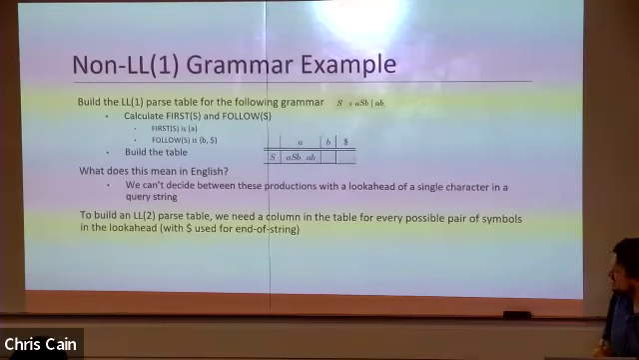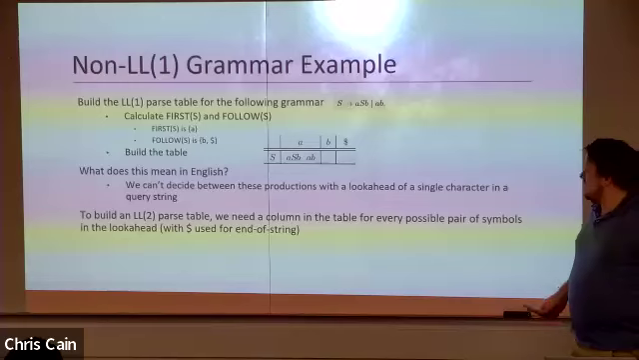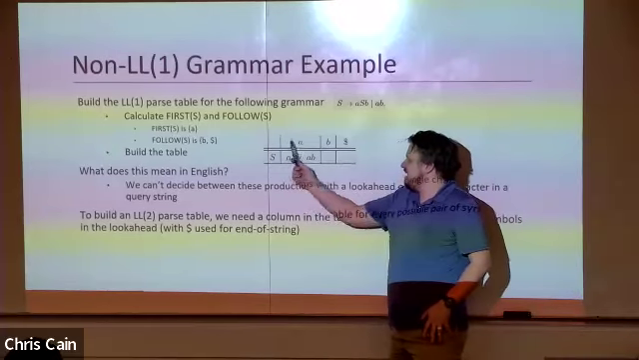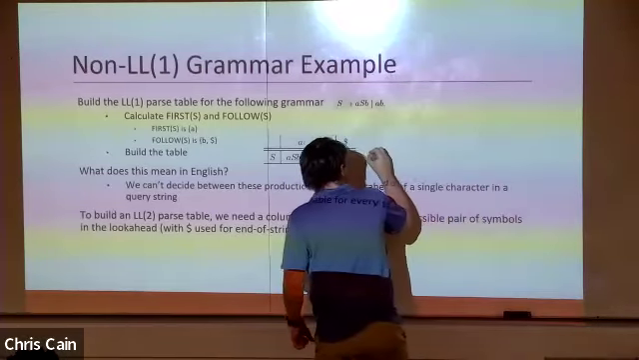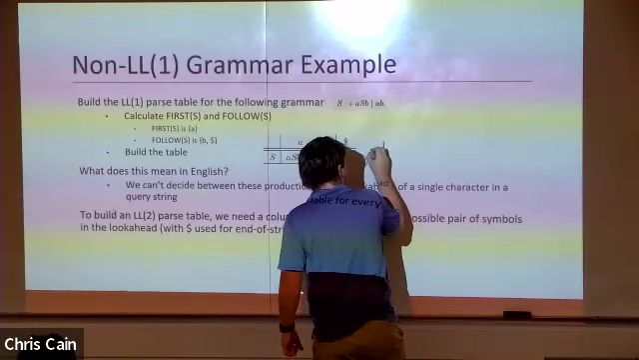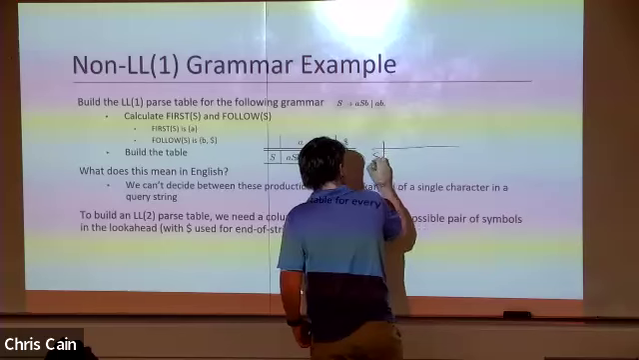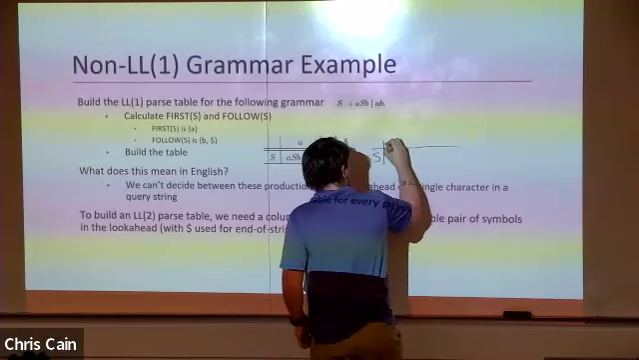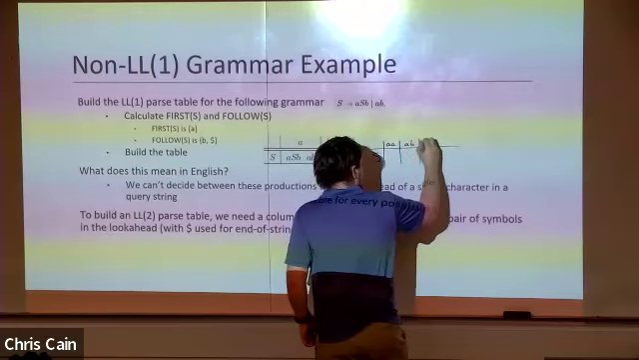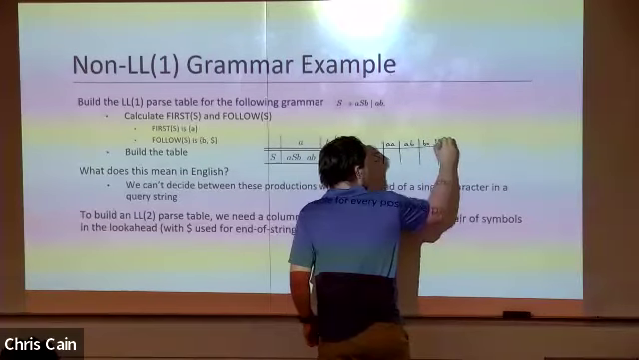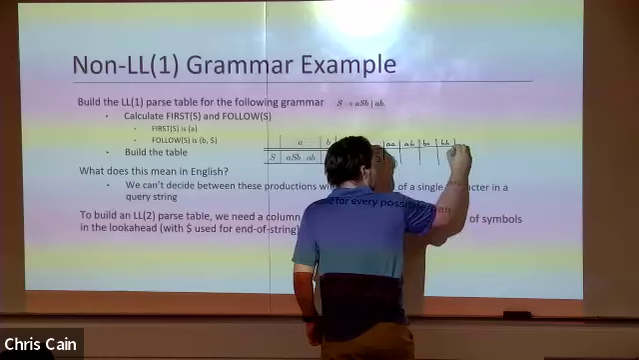So how is this table going to change to make this an LL2 parse table? We're going to be mapping S to pairs of characters. There's still only one row, but there are going to be quite a few more columns. So let's go ahead and draw this table. We're going to go from S to AA, AB, BA, BB, and dollar.